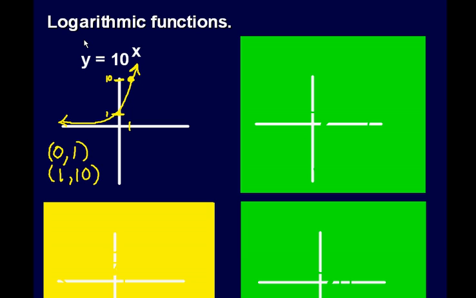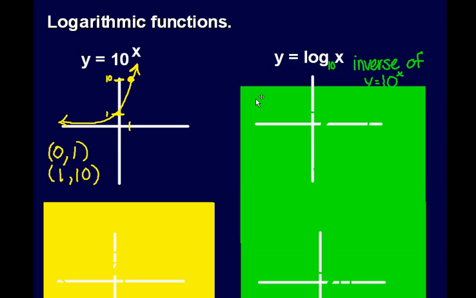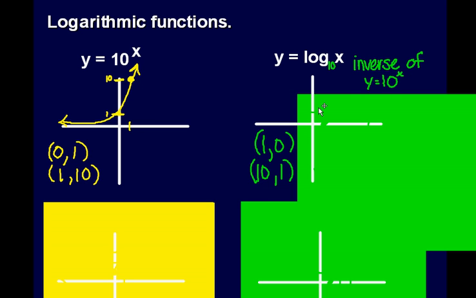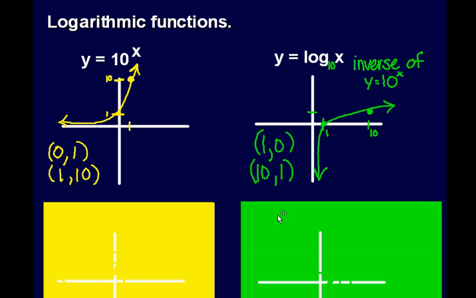The logarithmic function, log base 10 of x, is the inverse of this function, 10 to the x. So the exponential and the logarithmic are inverses of each other. So when I think of inverses, I think of switching the x and the y values of the ordered pair, and then plot those 2 points. So I'm going to plot 1, 0 and 10, 1. When I plot those 2 points, I get this graph.